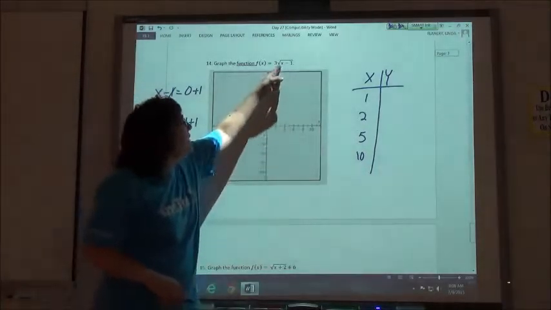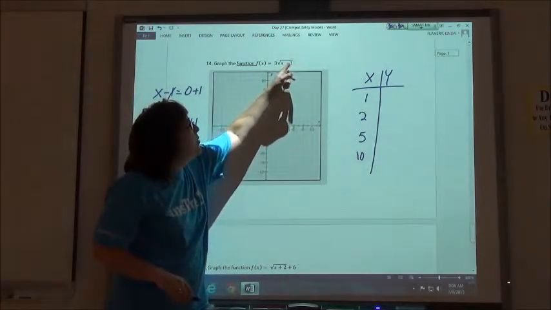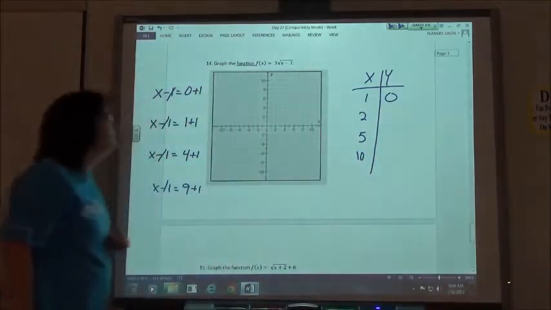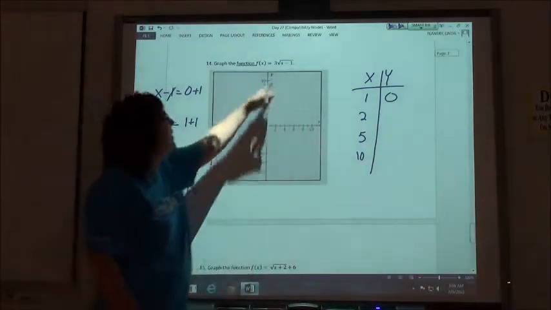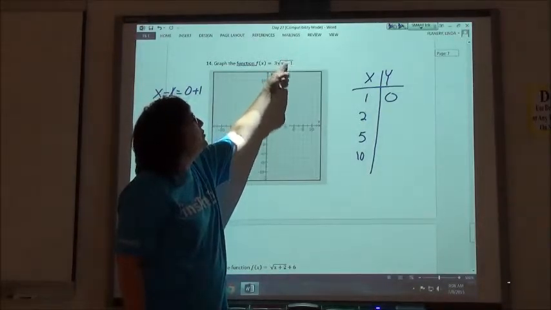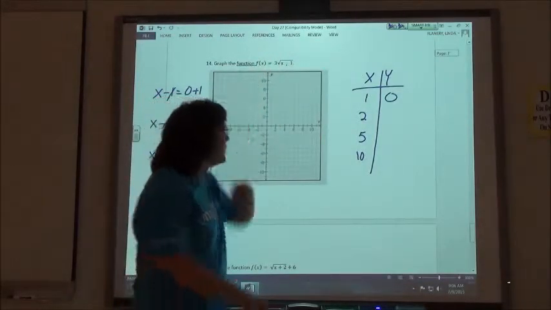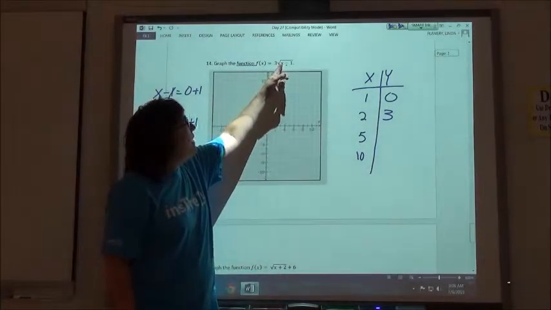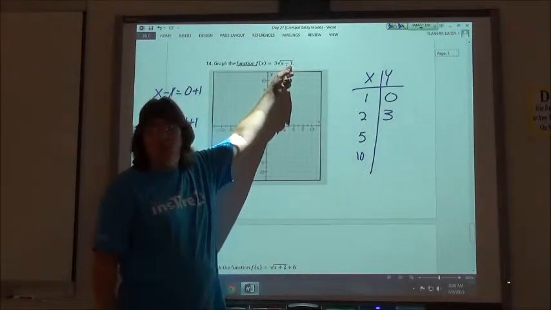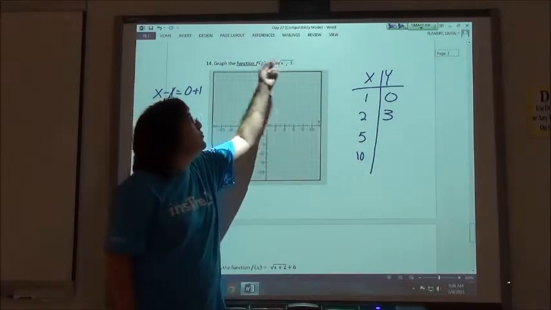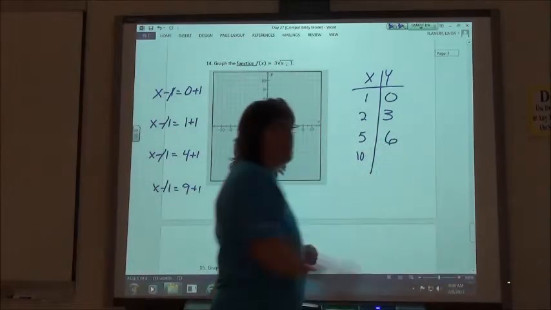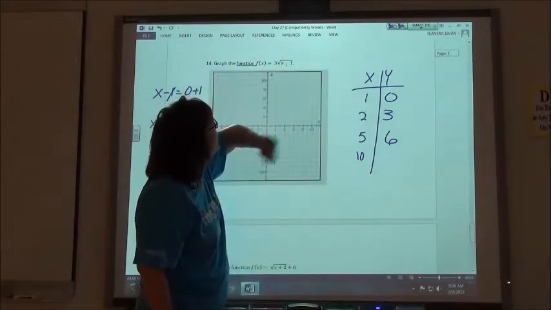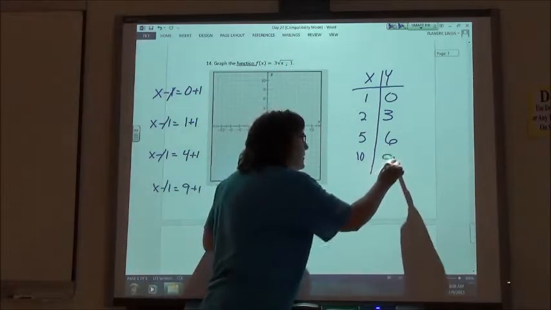So if we put 1 in there, 1 minus 1 is 0. 0 times 3, still 0. 2 minus 1 is 1. Square root of 1 is 1. 1 times 3, 3. 5 minus 1 is 4. The square root of 4 is 2. 2 times 3 gives us 6. And 10 minus 1 is 9. Square root of 9 is 3. 3 times 3 is 9.